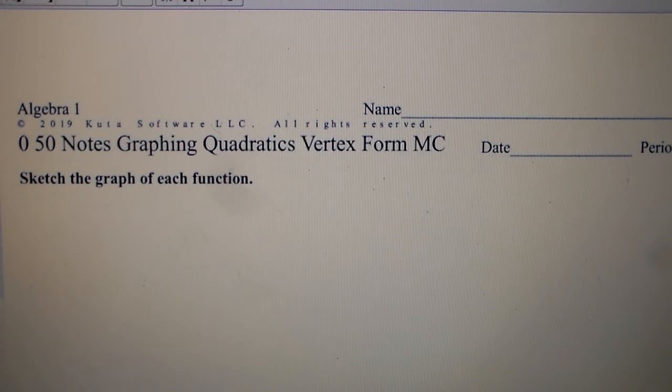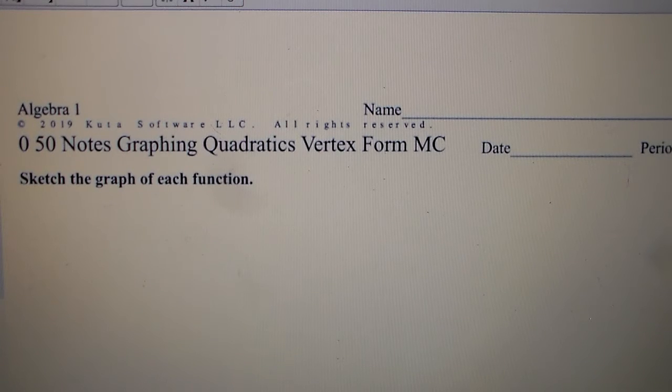Alrighty, ladies and gentlemen, these are 050 notes, graphing quadratics in vertex form. Your goal here is to sketch the graph of each function. So your objective is you'll be able to graph a quadratic equation in vertex form onto a graph.